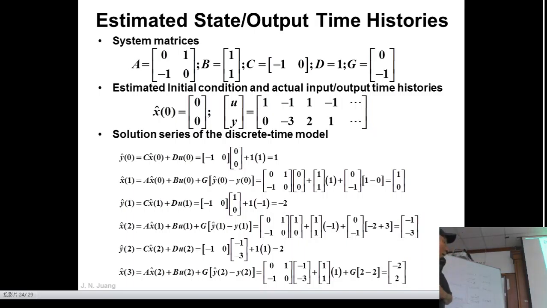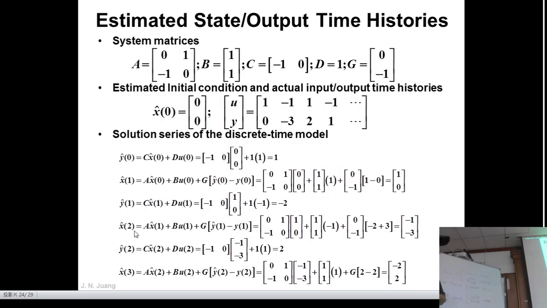All right, look at the second one, this Y hat 1. The Y hat 1 is Cx hat 1 plus Du1. X hat 1 is from here, 1, 0. That's 1, 0, plus Du1, D is 1. Now your U1 is minus 1. So it's minus 2. But your true Y is minus 3. Your estimate Y1 is minus 2. It's not the same thing. All right, that's okay. We'll see what happens.